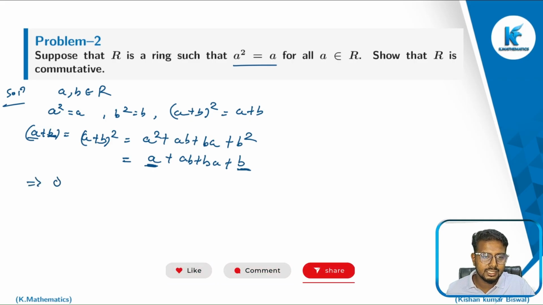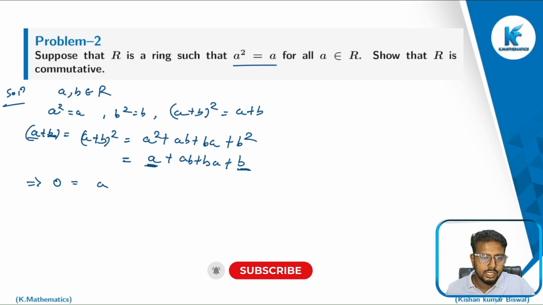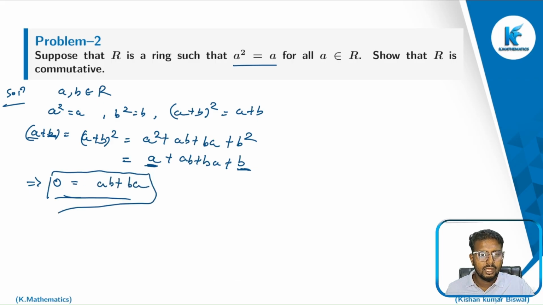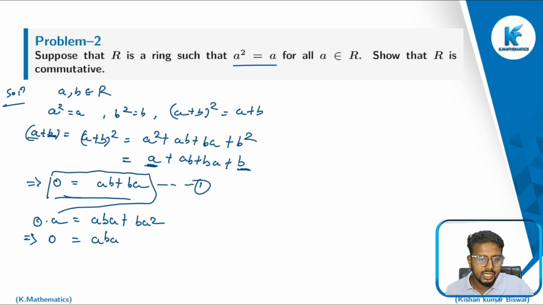सो दिस इंप्लाइज 0 इक्वल टू ab प्लस ba. एंड इन दिस इक्वेशन इफ वी मल्टीप्लाई a विथ द राइट साइड, we get 0 into a equal to aba plus ba square, that implies, तो यहाँ पर by theorem number 1, 0 into a जो होगा this is equal to 0, which is equal to aba plus ba square, जो है यहाँ पर a square equal to a, तो यहाँ पर this is equal to ba.